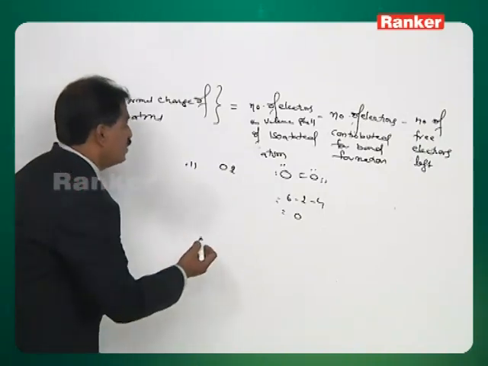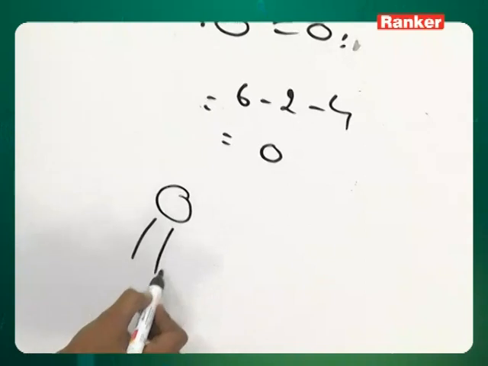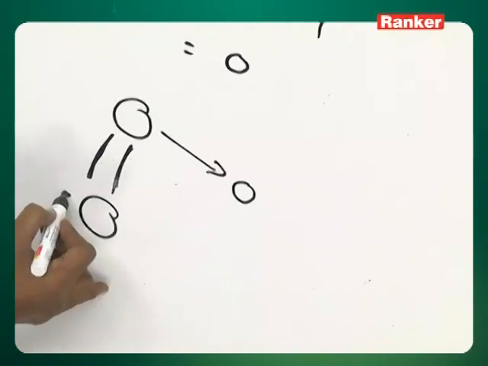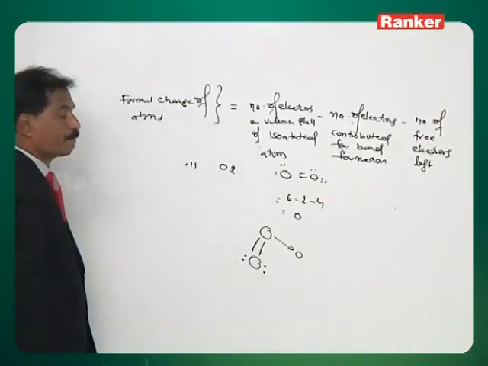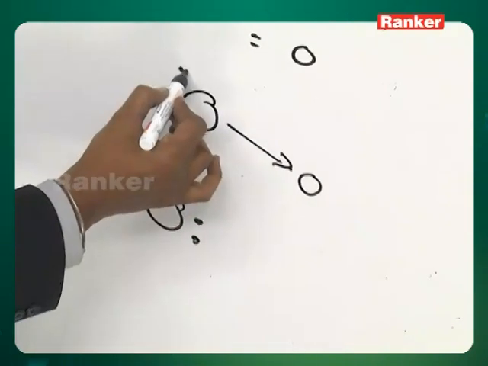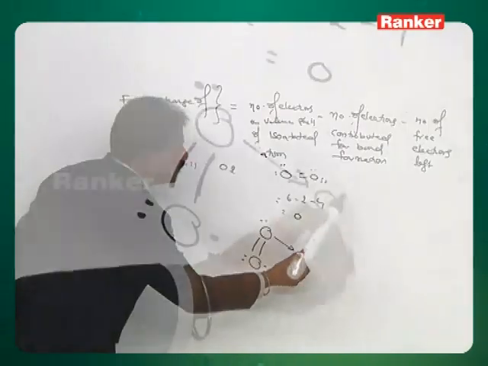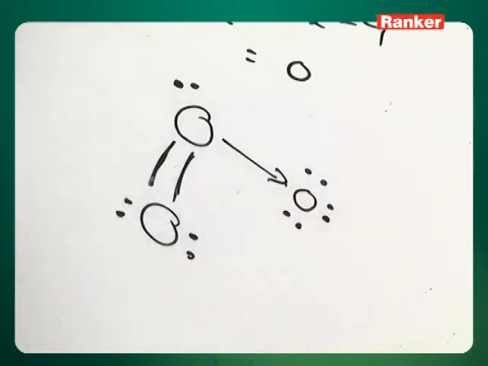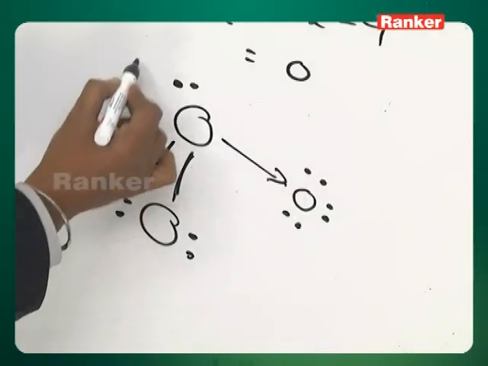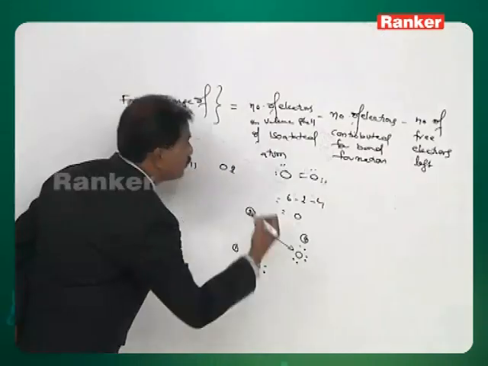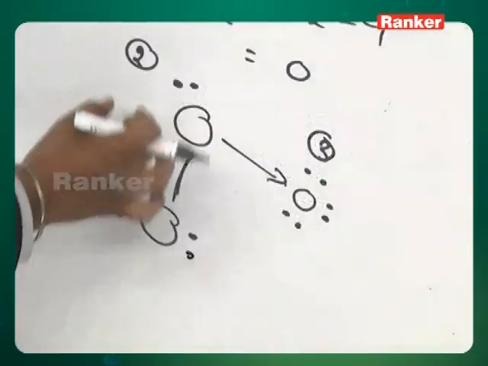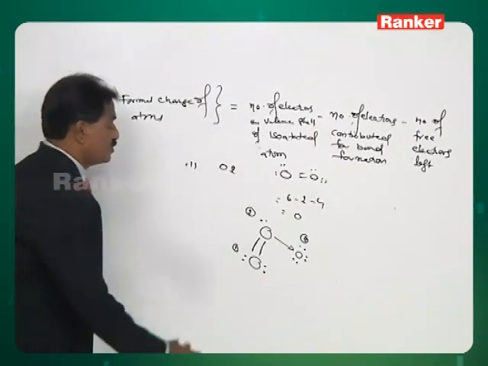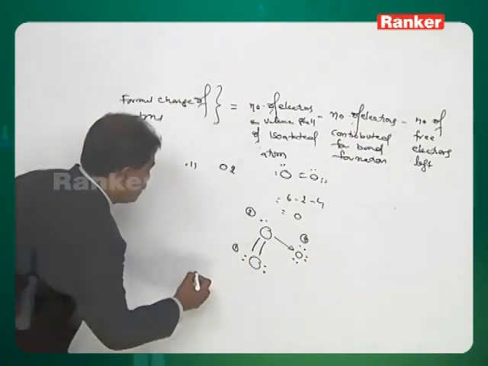Similarly, let us calculate the formal charge of each oxygen in the ozone molecule. Here 2 lone pairs of electrons are present. Here one lone pair of electrons has been donated to this oxygen, so here only one lone pair is left. Here originally 2 lone pairs were there; now after receiving one lone pair, it becomes a third lone pair. Now let us label these oxygens as 1, 2 and 3. Now let us calculate the formal charge of each and every oxygen atom separately. First I am calculating the formal charge of the first oxygen.